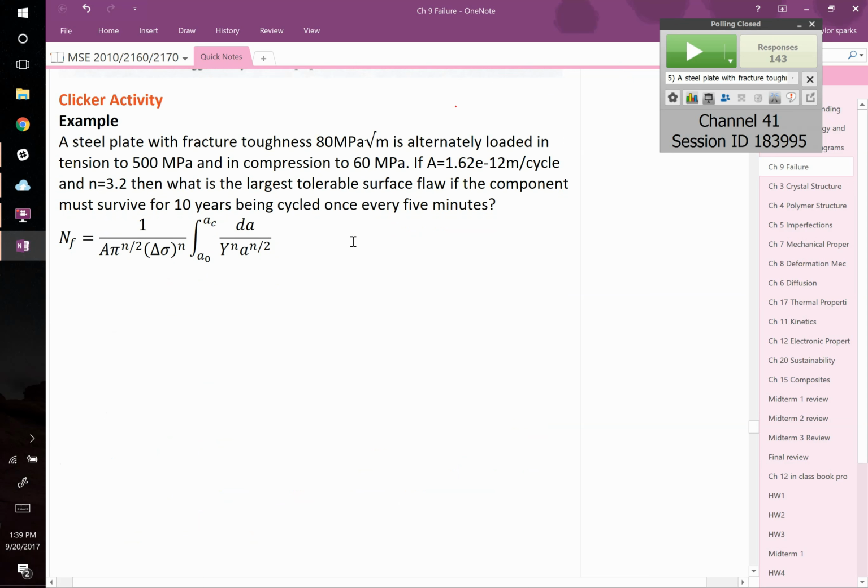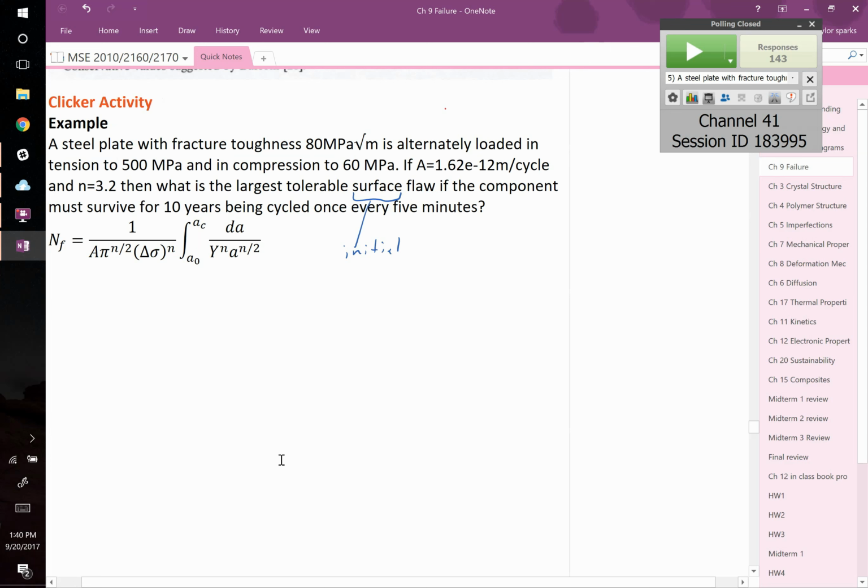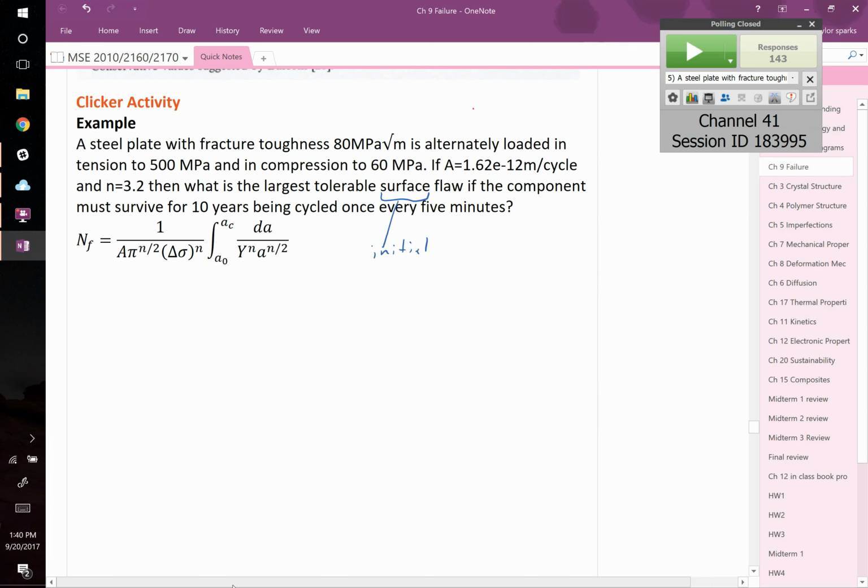A steel plate has a fracture toughness of 80 megapascal root meters. It is alternately loaded between 500 megapascals in tension and then 60 megapascals in compression. So it goes from positive 500 to negative 60. If A and N are given, what is the largest tolerable initial flaw size that it can have if your part has to survive 10 years being cycled once every 5 minutes?